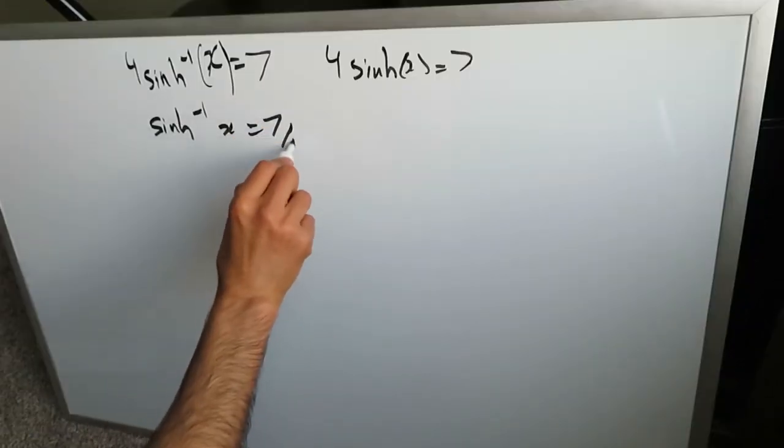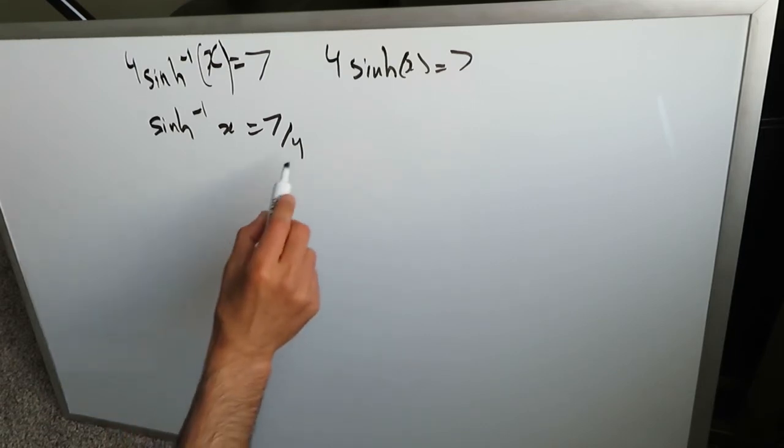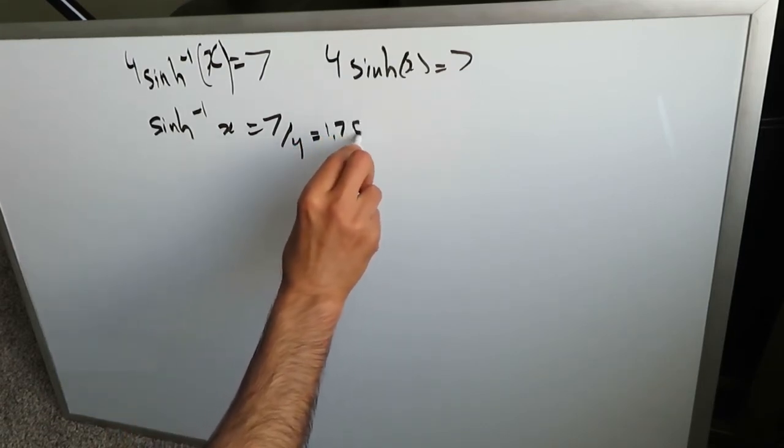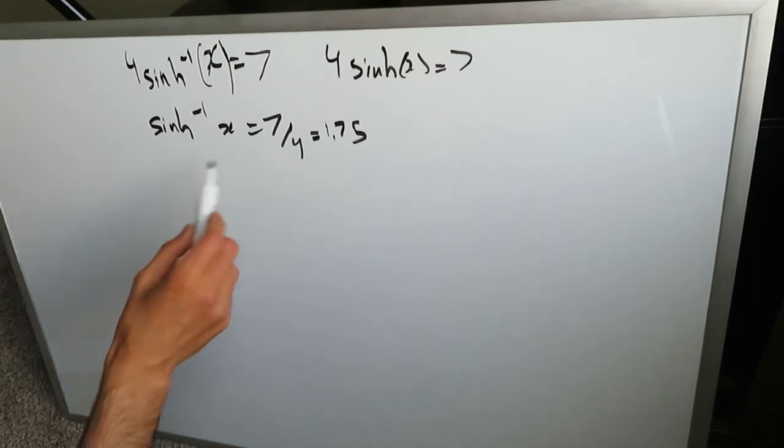x is equal to 7 over 4. Let's get a decimal number for 7 over 4. 7 divided by 4 is 1.75. This is not going to be a hard question. It's actually an easy question. Now you're thinking this.